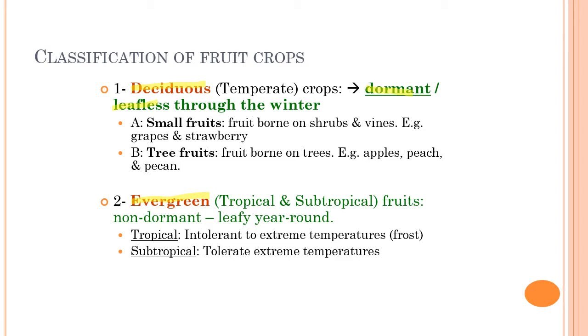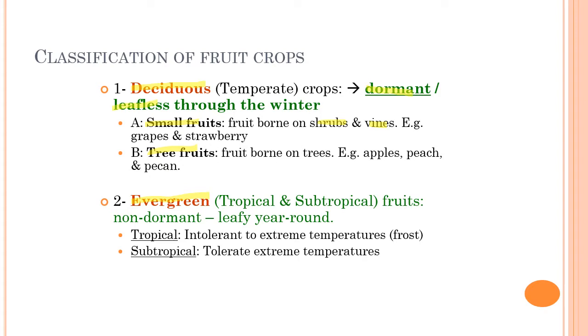And those trees that drop their leaves are also two groups. One is called small fruits, and this includes small plants, shrubs, and vines like grapes, strawberries, and many other ones. And also tree fruits like pome fruit, apples, peaches, pecans, and some other fruits. So this is the type of trees that drop their leaves. They are called deciduous, and the ones that stay green are called evergreen.